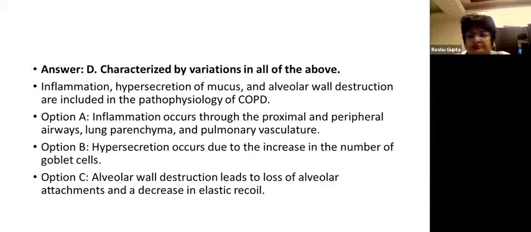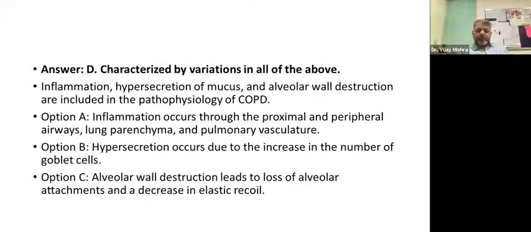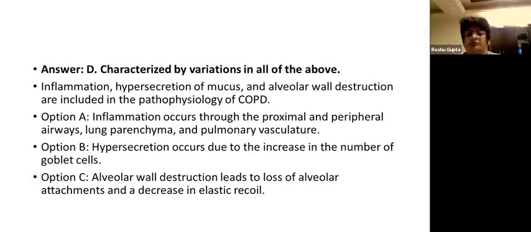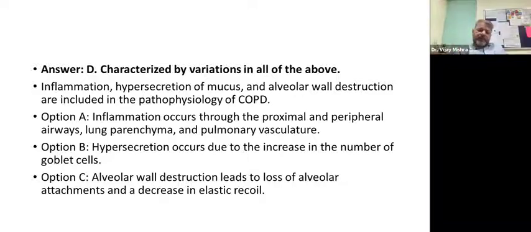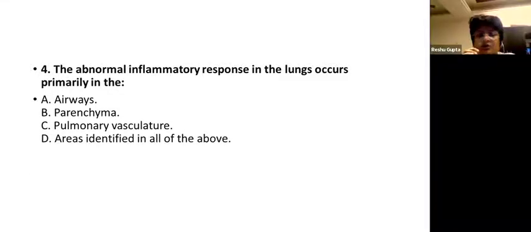I don't think I need to repeat again, but inflammation, hypersecretion of mucus, and alveolar wall destruction are all part of COPD. There is involvement of the parenchyma, the proximal and peripheral airways, and the pulmonary vasculature leading to pulmonary arterial hypertension. So they all are part of the pathophysiology of chronic obstructive pulmonary disease. Next. I request all of you to please answer, even if it's wrong, please kindly answer.